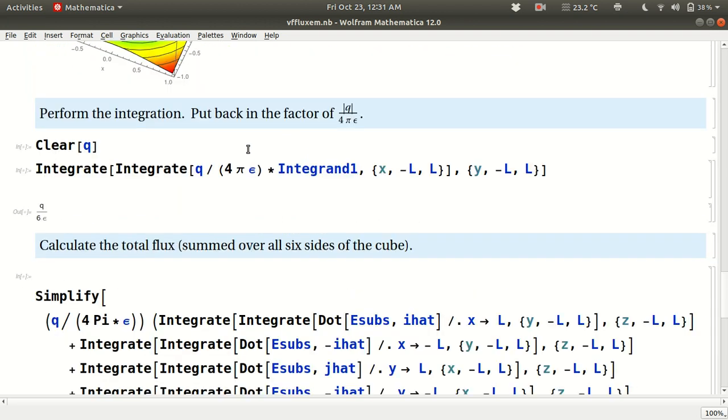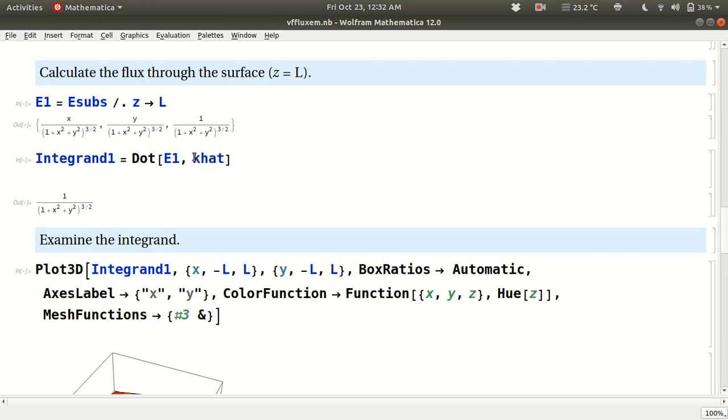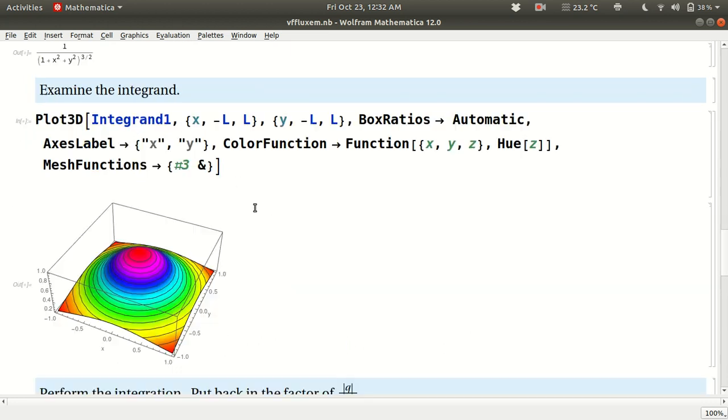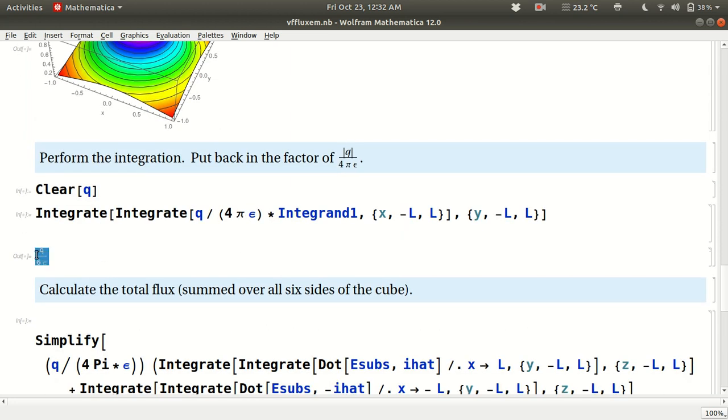Now if you perform the integral, you get q by 6 epsilon naught. We multiply by q by 4 pi epsilon naught, which we mentioned to be equal to 1, and we integrate this integrand, which is basically E dot k hat, from minus L to plus L, and you will get q by 6 epsilon naught. This is the flux to the surface z is equal to L.